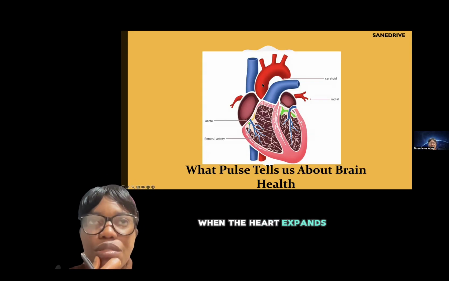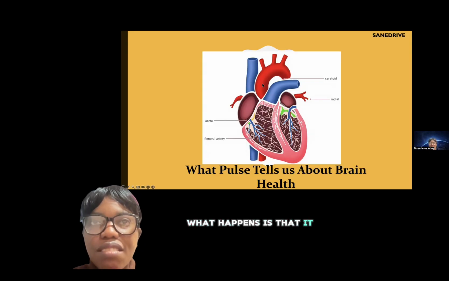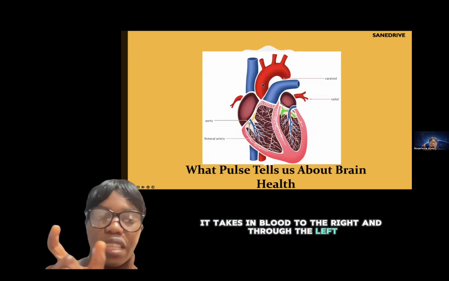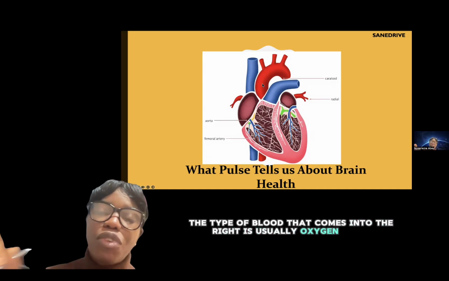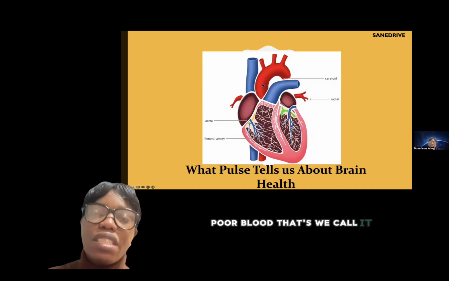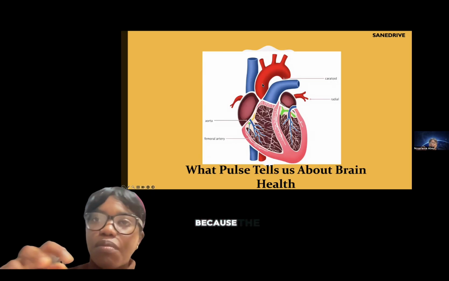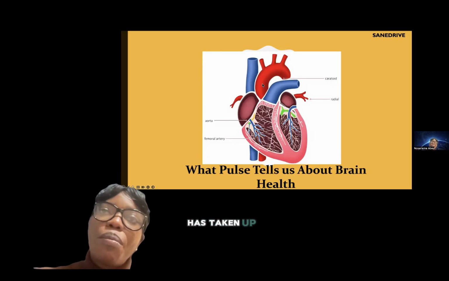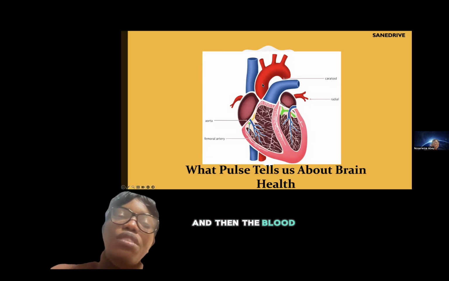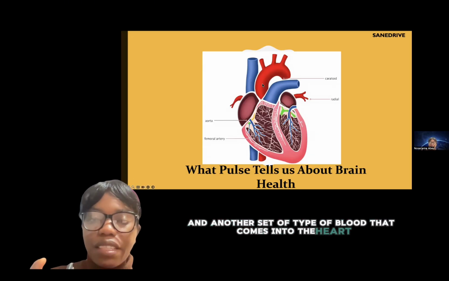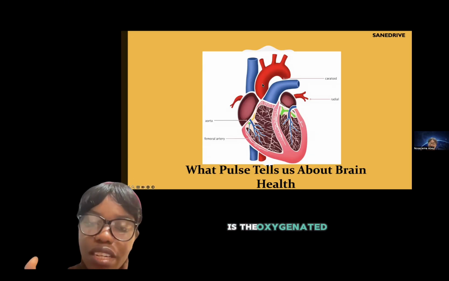Now, when the heart expands during the diastole, it is expanding to take in more blood. And how does it take in blood? It takes in blood through the right and through the left. The type of blood that comes in through the right is usually oxygen poor blood. We call it deoxygenated blood. And this blood is coming from the rest of the body, because the cells and other parts of the body have taken up the oxygen from the blood, and then the blood is returning back to the heart to go refill. And another type of blood that comes into the heart is the oxygenated blood.